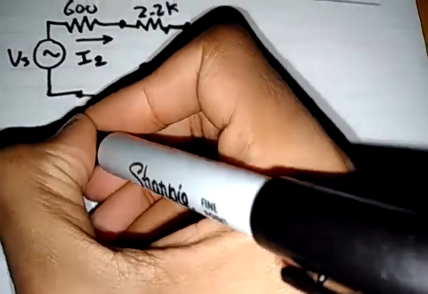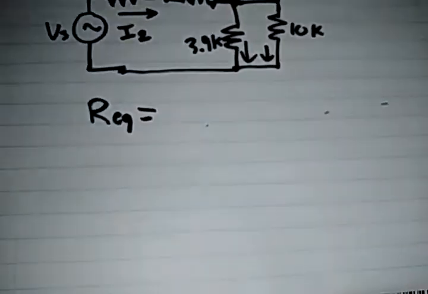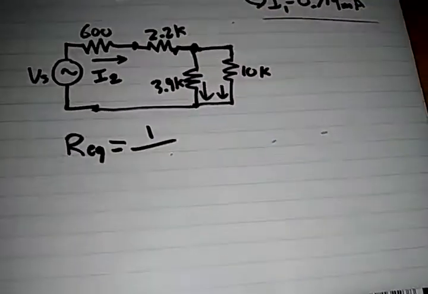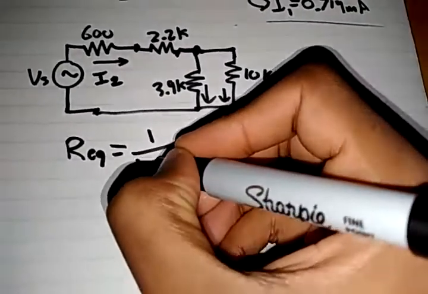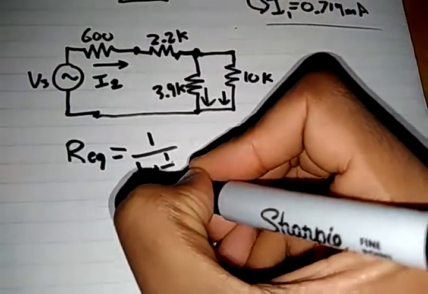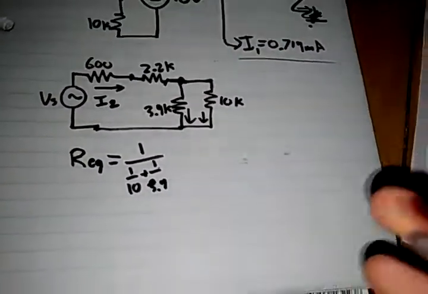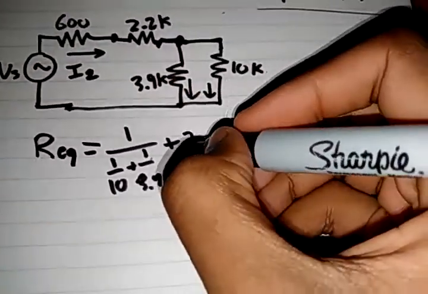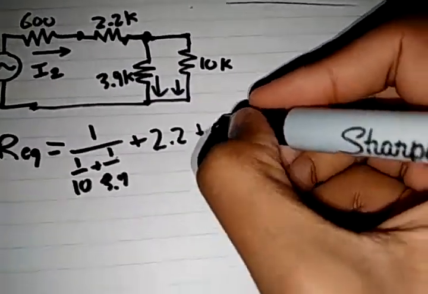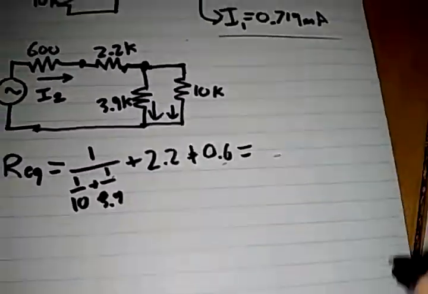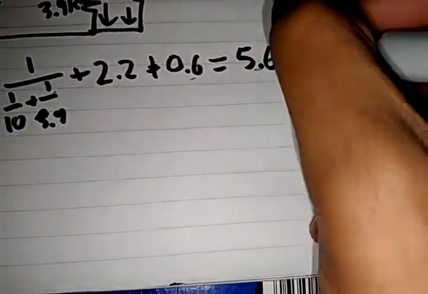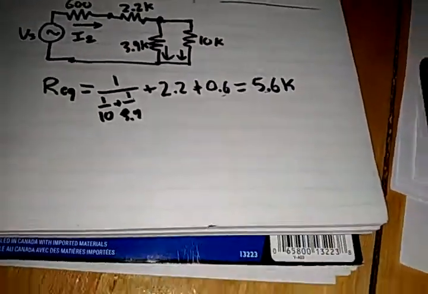So R equivalent will be equal to the parallel of this, so 1 over 10 plus 1 over 3.9, and I'm going to assume everything in K from now on, then plus this, which is 2.2, and then plus 0.6. This value will give us the R equivalent, so I'm going to quickly calculate it, which gives us 5.6K, assuming these are K values.